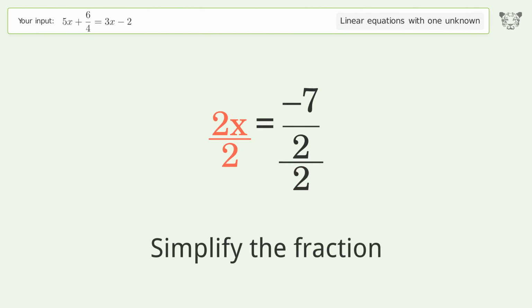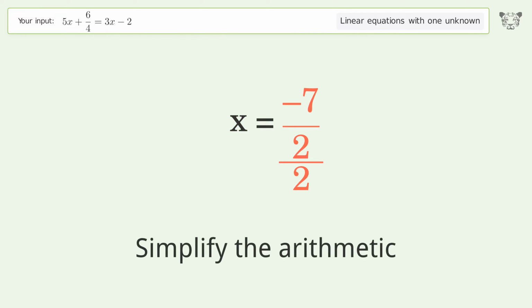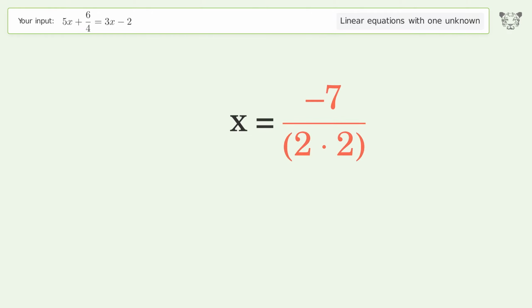Simplify the fraction. Simplify the arithmetic. And so the final result is x equals -7/4.